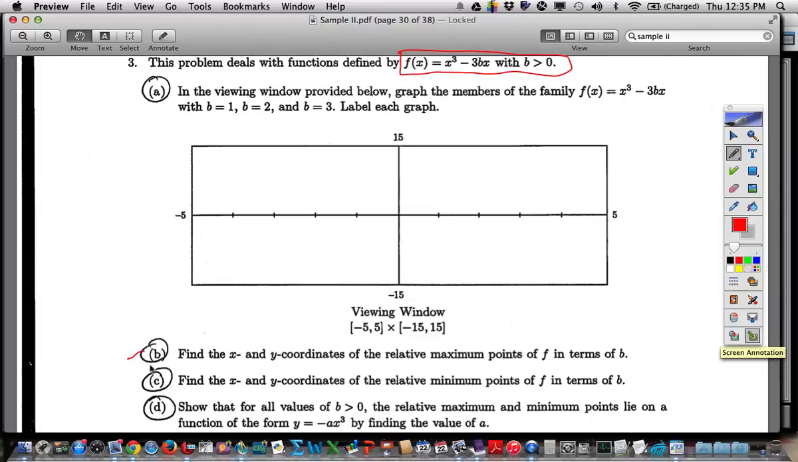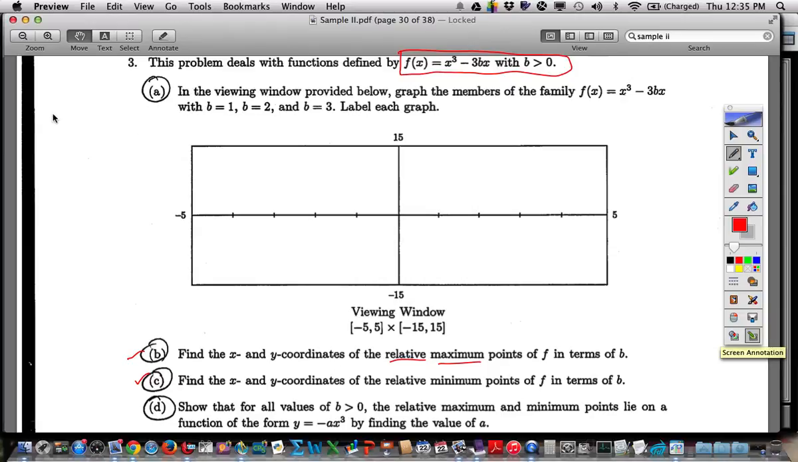So in B and C, it says find the XY coordinates of the relative max, relative min. Now what's relative max mean? Local. This is a local max problem. Now forget the B for a minute. How do we go about finding a local max? Derivative equal to 0, solve for x, do a number line. Not a list of candidates, number line, right? Number line is how we do local max min. So forget that there's a B. Just think this is the steps I do.